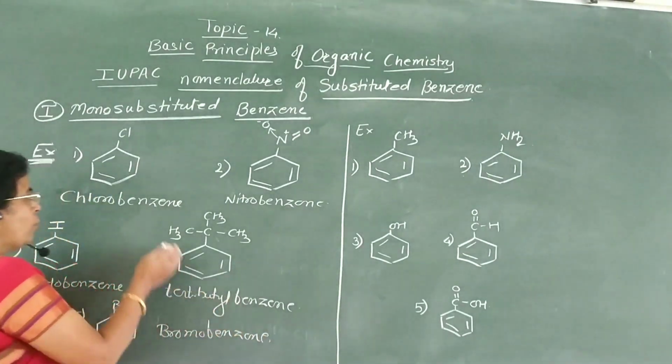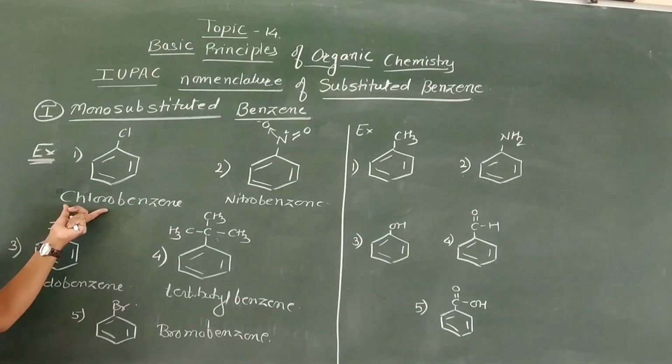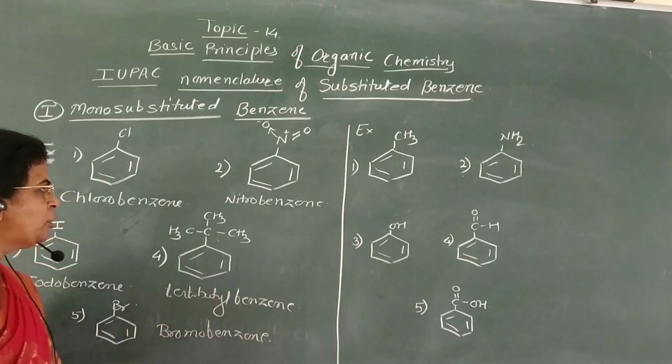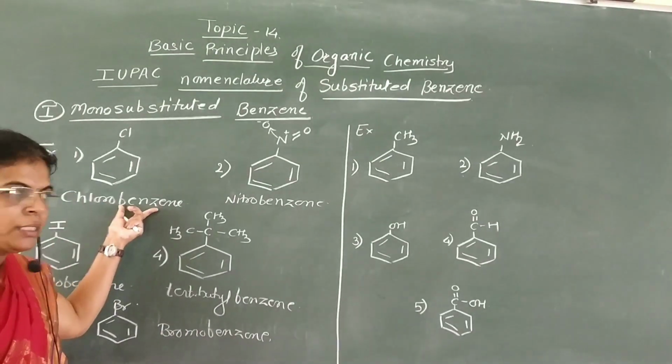In this way, monosubstituted benzenes are named by adding the prefix of the substituent, that is chlorobenzene, nitrobenzene. In this way, the prefix of the substituent is added before the name of benzene.